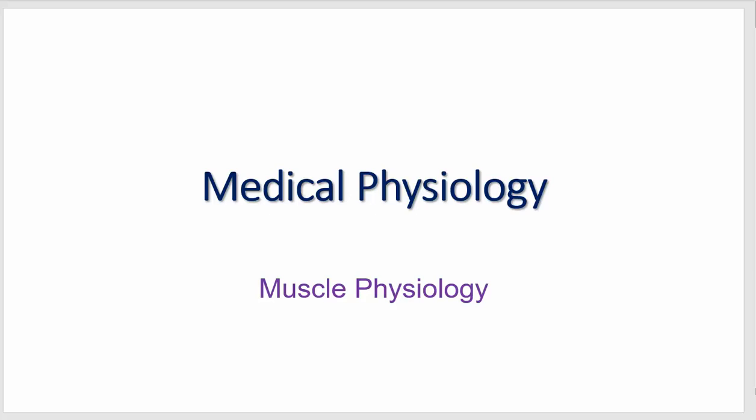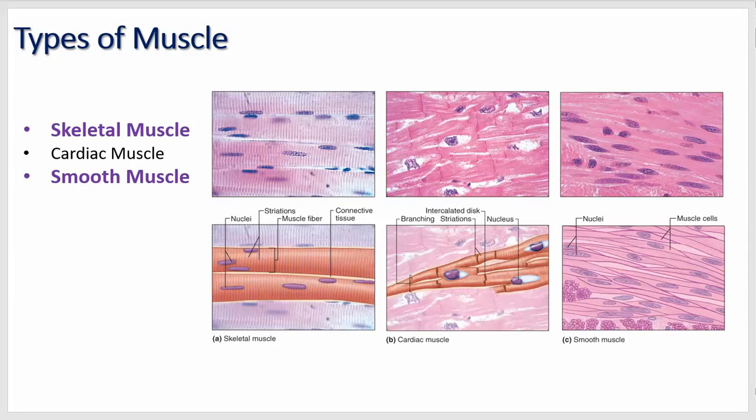All right, so today we're going to talk about muscle physiology. When we talk about muscle physiology, we're really going to talk about two different types of muscle: skeletal muscle and smooth muscle. There are three types, skeletal, cardiac, and smooth, but we're going to come back and talk about what's going on with the heart at a later time.